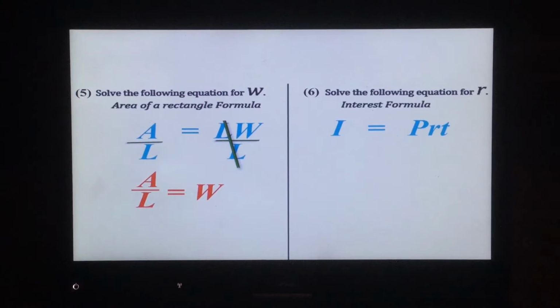So what we're going to do is we're going to divide both sides. Again, over here we have P, R, and T all being multiplied together. So we have to get rid of the P and the T by dividing by them on both sides. On the right side, you can see that the P's cancel. You see that the T's cancel. So you're left with R. And on the other side, we have I over PT equals R. Okay. So again, this formula would be used if you were looking for rate. Okay. Press pause if you need to, but we're going to go ahead and continue to the next one.